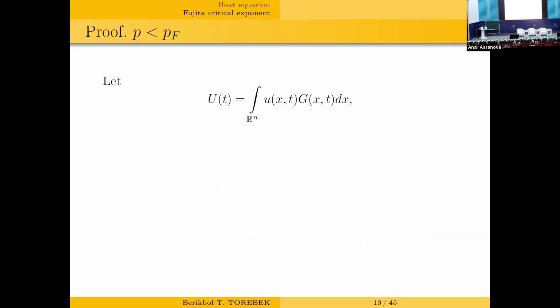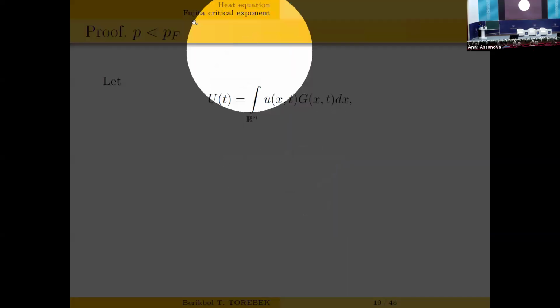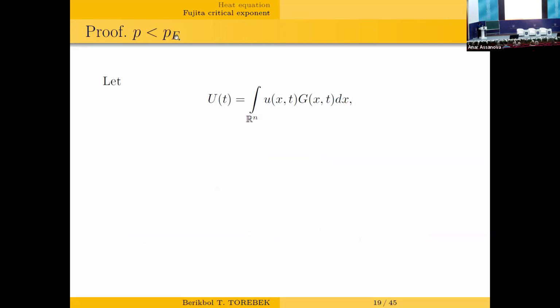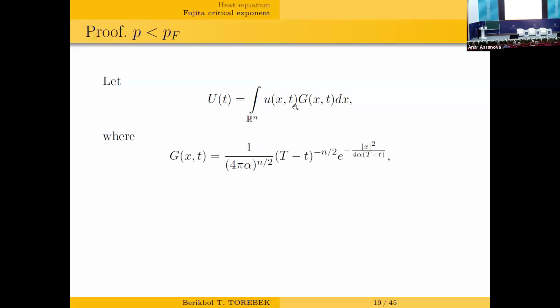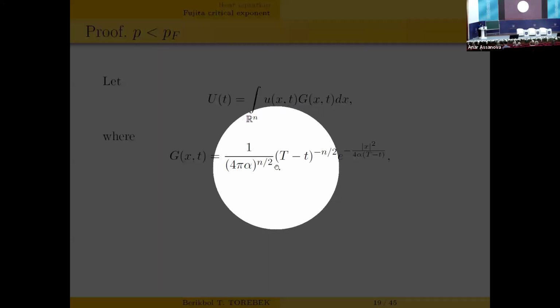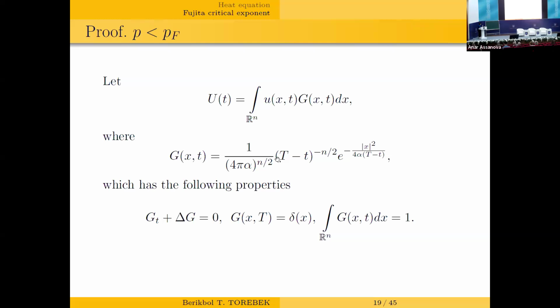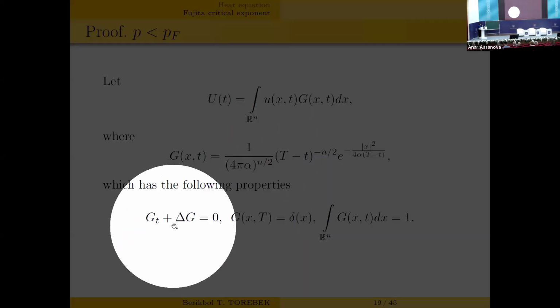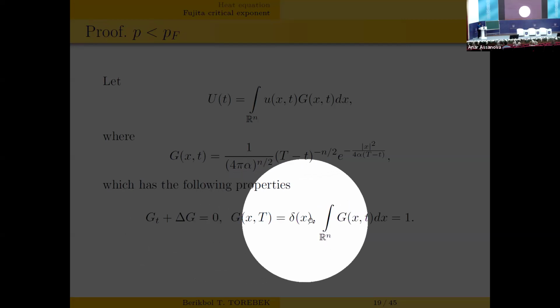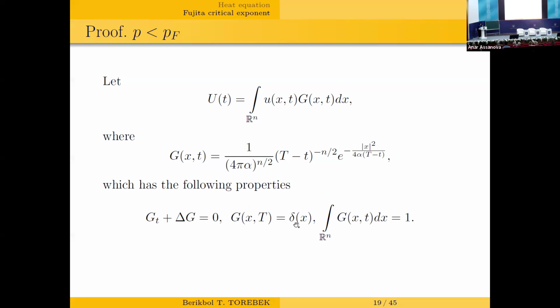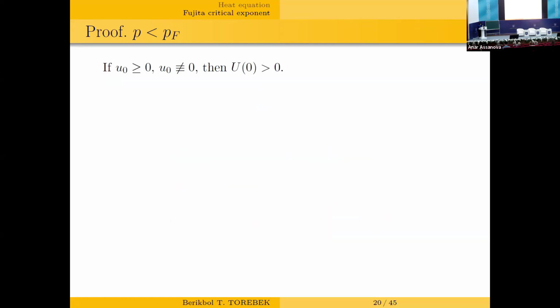And let us prove another case. Suppose that p is less than p_F, the critical exponent. And let us consider this function, capital U. Here, G of x, t can be presented by this expression, and it satisfies this adjoint heat equation. At capital T, it can be written by this delta distribution, and also the integral of G equals 1. And suppose that the initial function u0 is non-negative, then capital U0 will also be strictly positive.